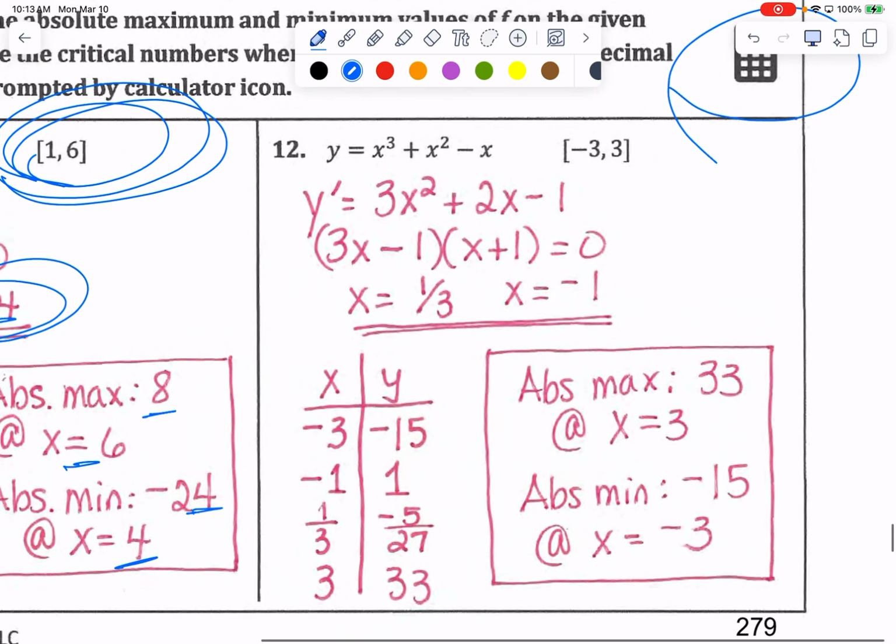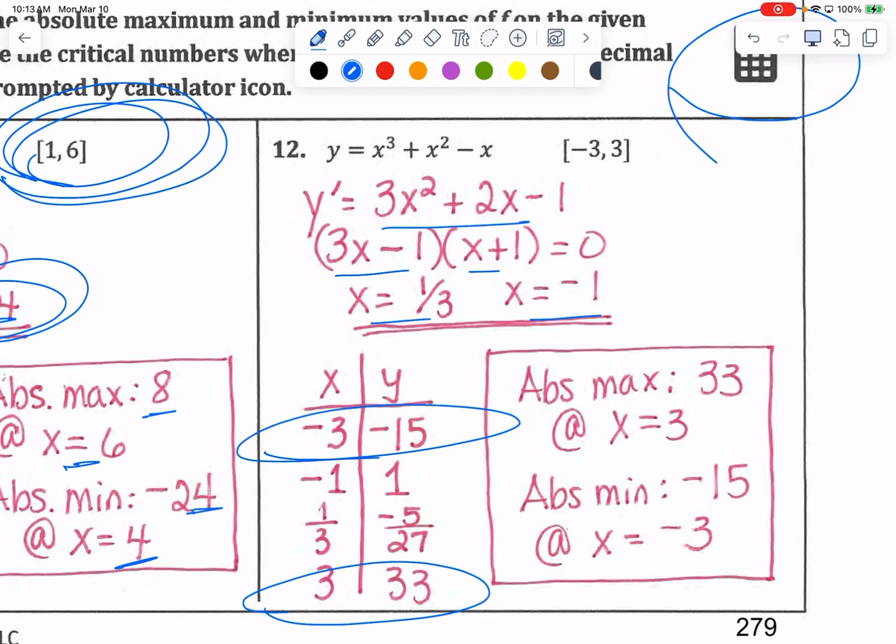All right, number 12. Find the derivative, set it equal to 0. I got 1/3 and negative 1. Those are both in the interval. So I got to check all these. And this is what yours is going to look like without a calculator. Negative 3, negative 15, negative 1, 1, 1/3, negative... yeah, you will get a really goofy one. Negative 5 over 27. Absolute max is the largest. Absolute min is the smallest.